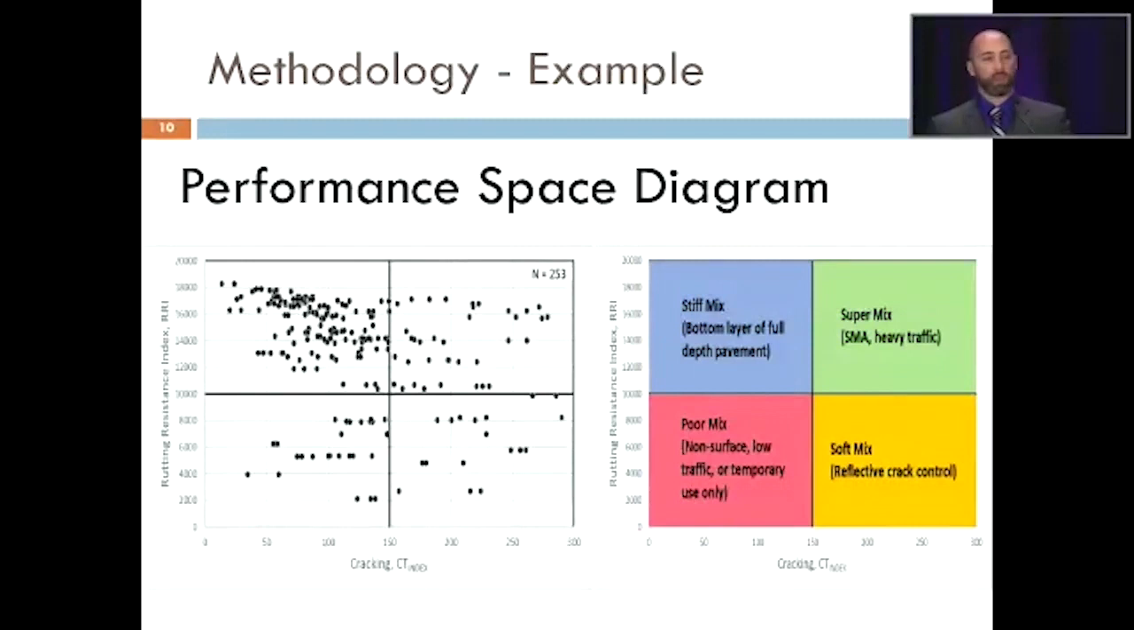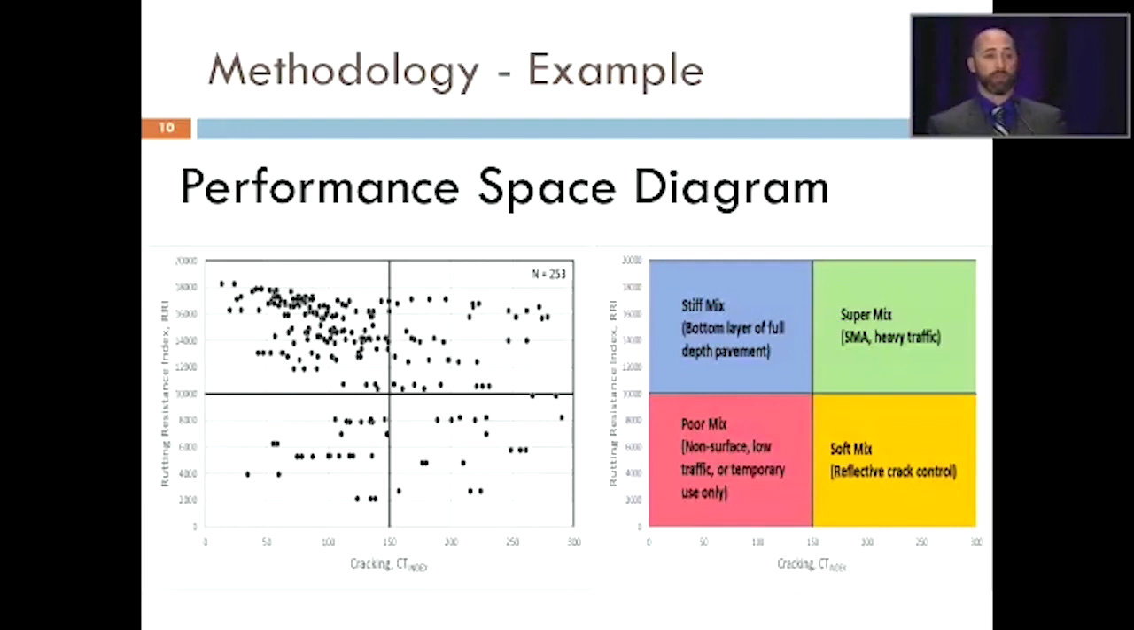Here's an example of just some of the data, how we're looking at it. And you've seen some of these performance space diagrams before. It's a nice way to be able to visualize the balancing of your properties. This isn't all of our data. This is just a slide of some of the data I looked at, that we had worked with last year. But I just wanted to give an idea of what we're seeing.